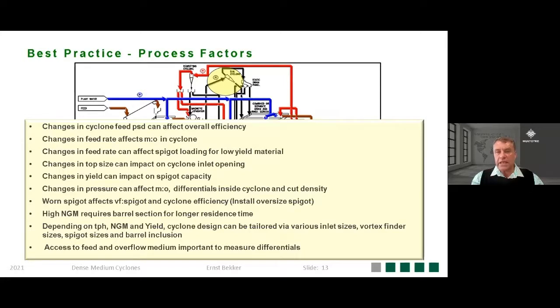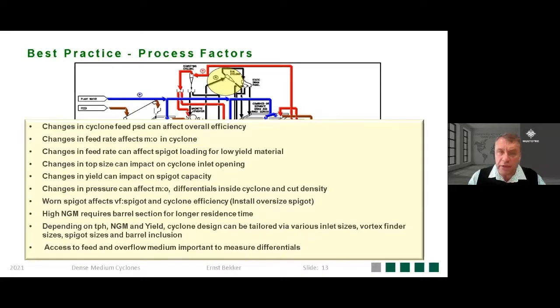One way of doing that is to install a barrel section, make the cyclone longer, but you can only do that if your installation allows for that. It's not impossible, but it's difficult. But that's one of the things that you can also consider if there's a high amount of near density material coming into your process. So depending on the amount or the type of material and the quality of the material, there are ways of making modifications around the dense media cyclone.